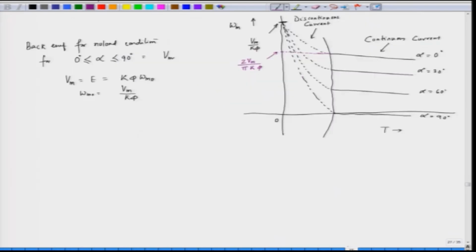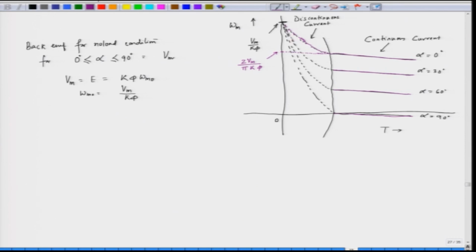And what we see here is that in continuous current operation the characteristic is a straight line. When we draw this for various values of alpha, the lines are almost parallel to each other, and the speed regulation is good. But when the current is discontinuous, the characteristic becomes like this, and here the speed falls quite quickly. The speed regulation is poor for discontinuous current operation.